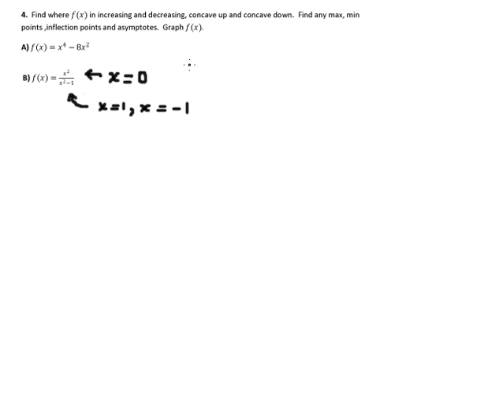So we have the x-intercept at 0, 0, and this is also the y-intercept. And we have x equal 1, x equal minus 1. These are the vertical asymptotes.